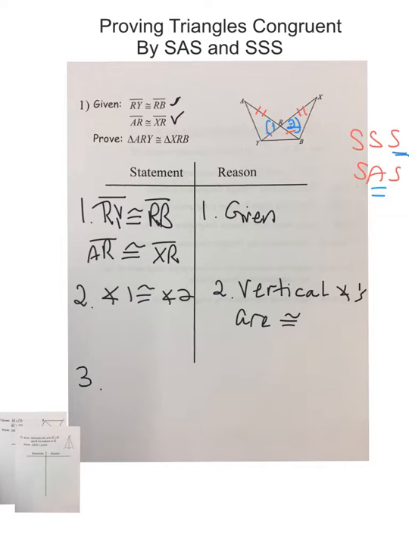Three, we can say triangle ARY is congruent to triangle XRB by, and we can simply write it as, we have a side, an angle, and a side of one triangle congruent to a side, an angle, and a side of the other triangle. Done. That was a nice, easy, short proof. 3 steps. Let's take a look at another one.